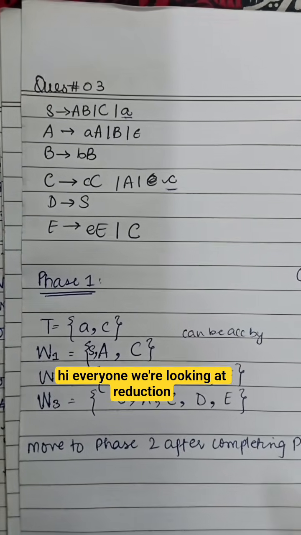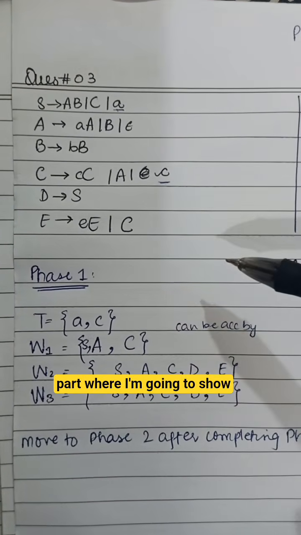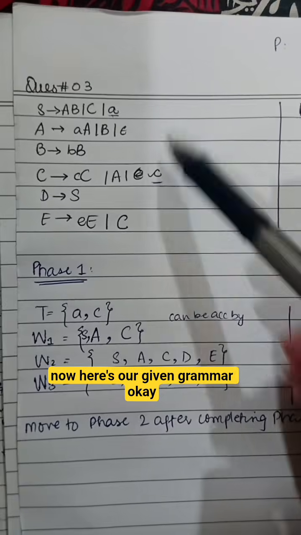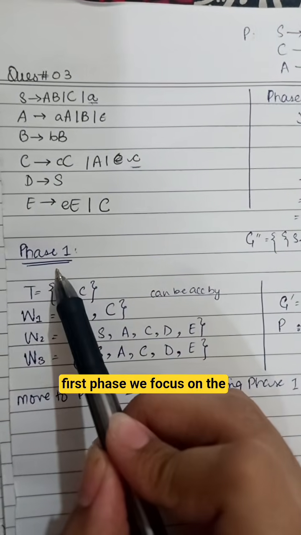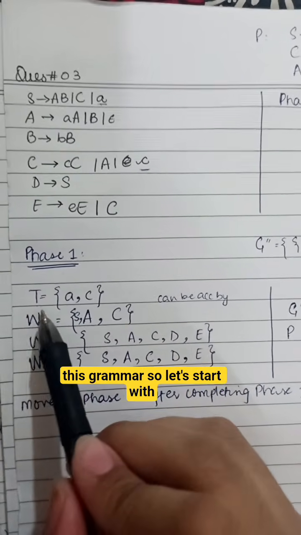Hi everyone, we are looking at reduction of grammar. This is the first part where I'm going to show you how to remove useless symbols. Now, here's our given grammar. There are two phases in this type of problem when we have to remove useless symbols. In the first phase, we focus on the terminals, which can be achieved by this grammar. So let's start with terminals.